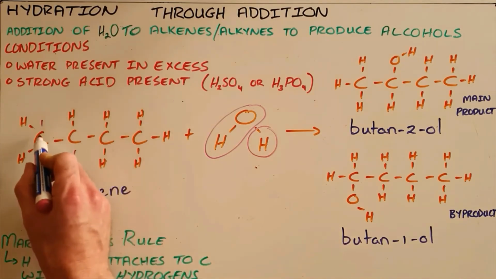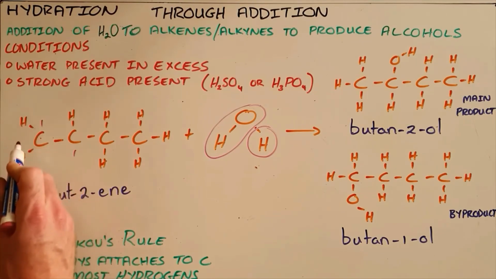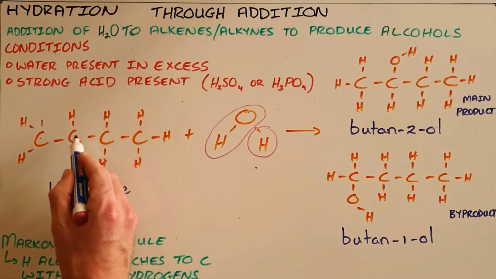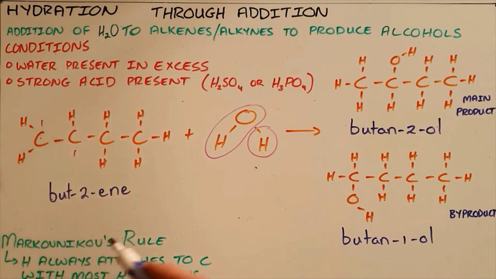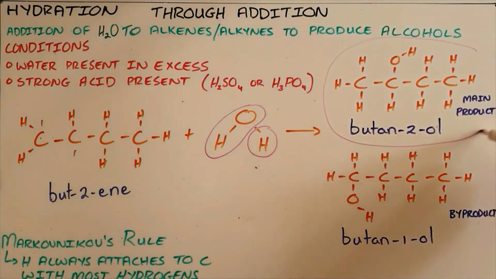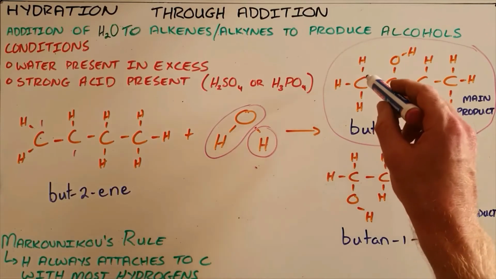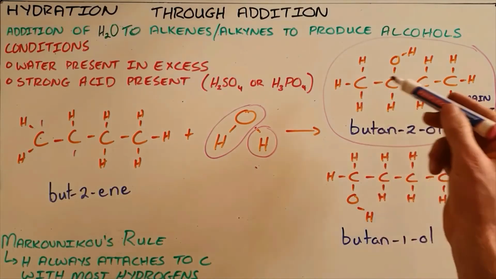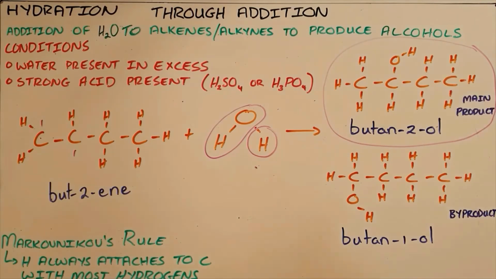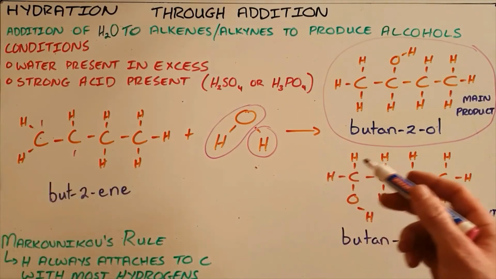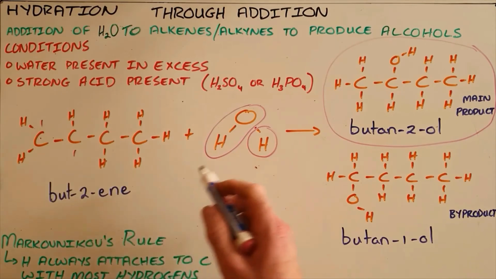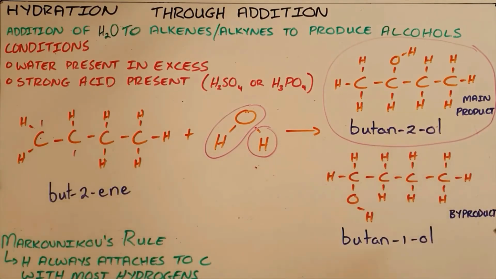So as we can see, this carbon, carbon number 1, already had 2 hydrogens to start with, where carbon number 2 only had 1 hydrogen. So as a result, we would say that butane-2-ol is the main product because the hydrogen has attached to the carbon with the most hydrogens by Markovnikov's rule, which leaves the hydroxyl to the second carbon. And we would draw this as butene plus water reacts to form butane-2-ol. We do not necessarily show butane-1-ol as a byproduct.